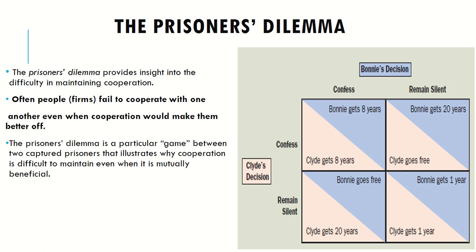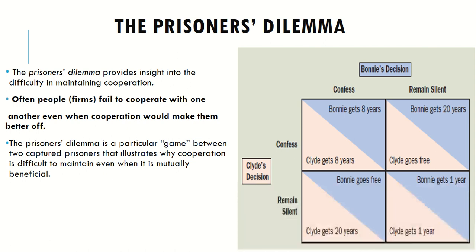Often people or firms fail to cooperate with one another even when cooperation would make them better off. They know that they will be better off by cooperating with each other and obtaining maximum profits, but most of the time they follow their self-interest and fail to cooperate, and when they fail to cooperate, they are comparatively worse off than if they cooperated with each other. The prisoner's dilemma is a particular game between two captured prisoners that illustrates why cooperation is difficult to maintain even when it is mutually beneficial.